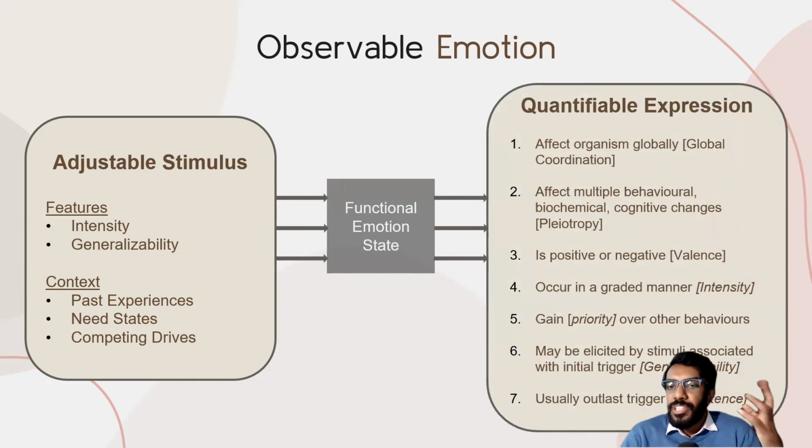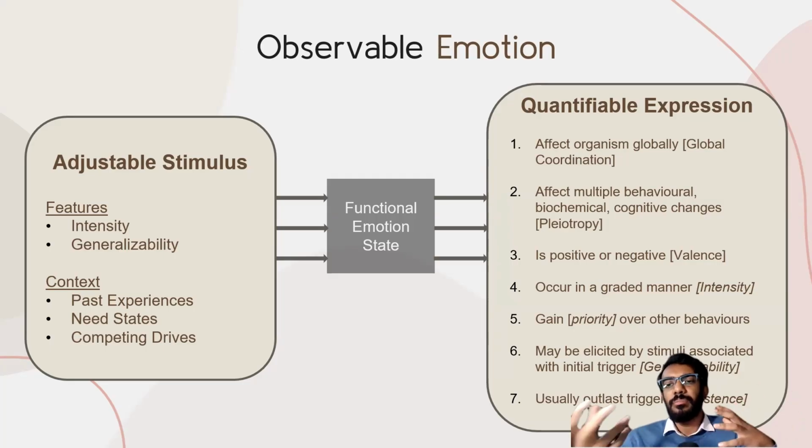And the expression of it is again quantifiable, right? So these are the terms that we saw on the last slide. So quantifiable, global coordination, that is the response to this emotion affects the organism globally. There are changes in their motor system, in their endocrine system, in their cognition, in their behavior, all of these things. Second is somewhat related, that is pleiotropy, that an emotion affects multiple systems at the same time: behavioral, biochemical, cognitive. These two points are a little important.